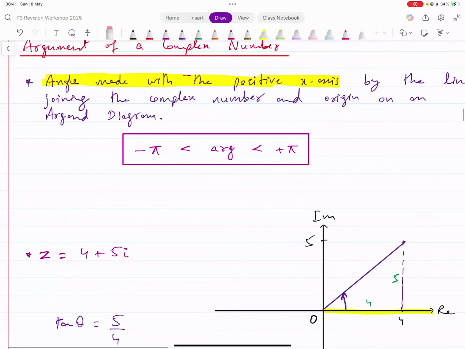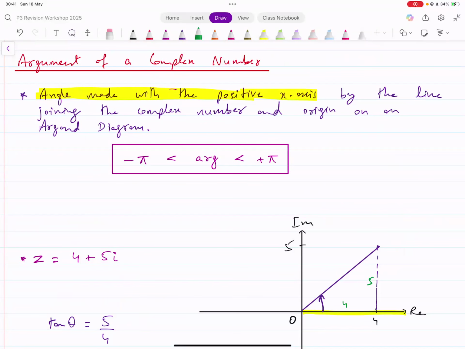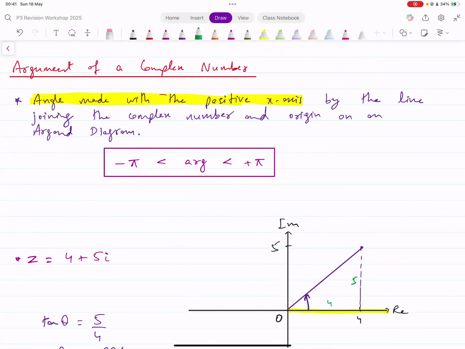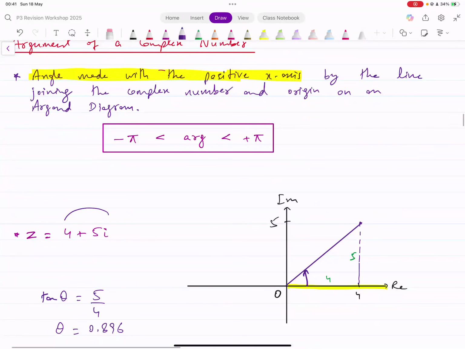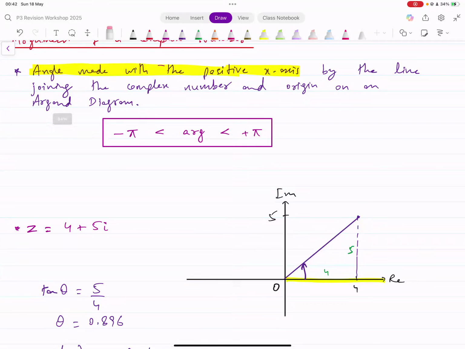Then another thing is defined, that's argument of a complex number. What's argument of a complex number? Argument is the angle made with the positive x-axis by the line joining the complex number and origin. So for example, if I have this complex number 4 plus 5 iota, that's going to be here. If I were to draw a line that joins this point with the origin, that's this blue line, the angle that this line makes with the positive x-axis, that is the argument of this complex number.